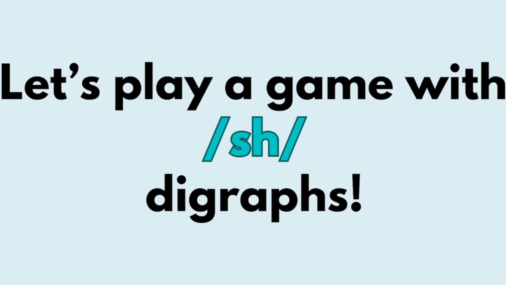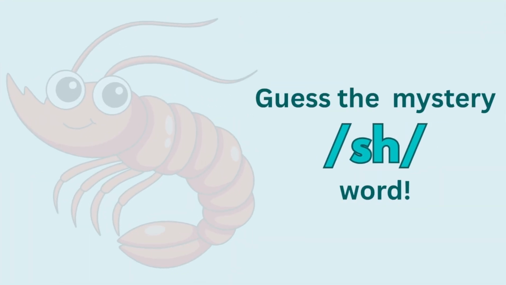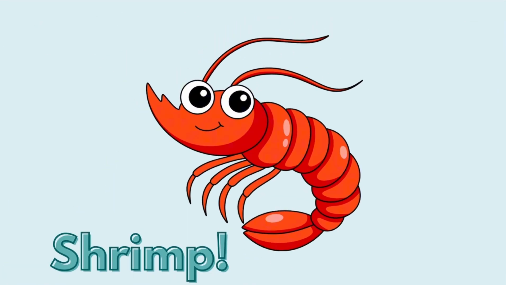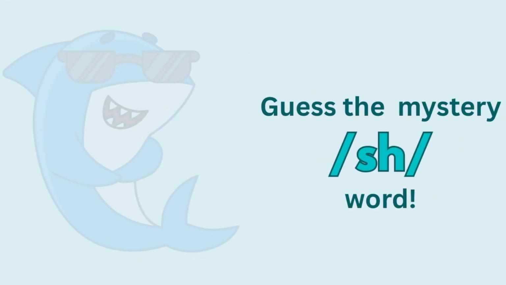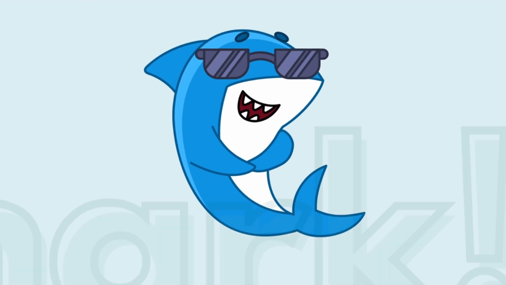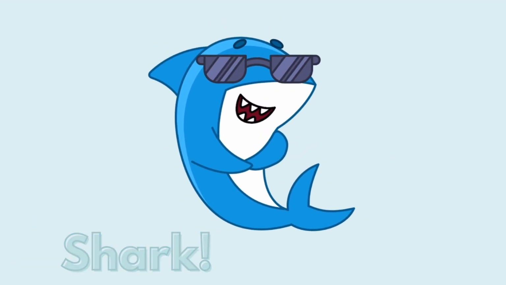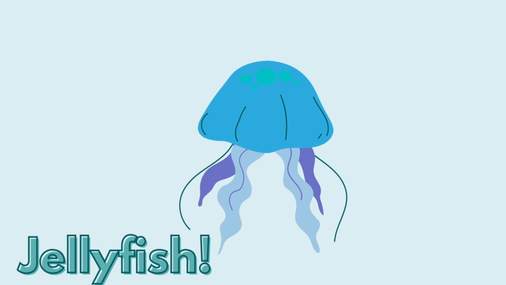Let's play a game with shh digraphs. Guess the mystery shh word. What is it? Shrimp! Great job! Let's do another one. Guess the mystery shh word. What is it? Shark! Shark has our quiet sound. Guess the mystery shh word. Jellyfish.